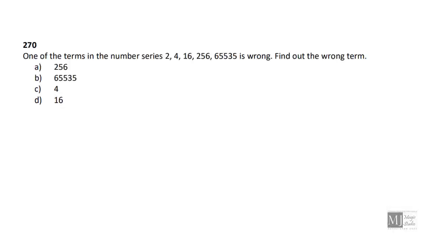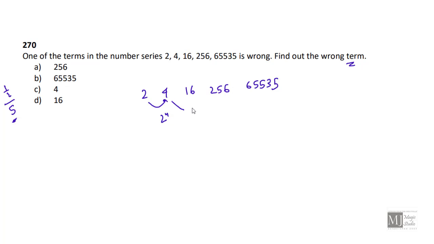Question number 270. One of the terms in the number series 2, 4, 16, 256, 65535 is wrong. Find out the wrong term. Quite an easy one. I'll give a score of half out of 5 for this, because as I was writing this number, I have known the code. I can see that they are just squaring it. 2 squared is 4, 4 squared is 16, 16 squared is 256.